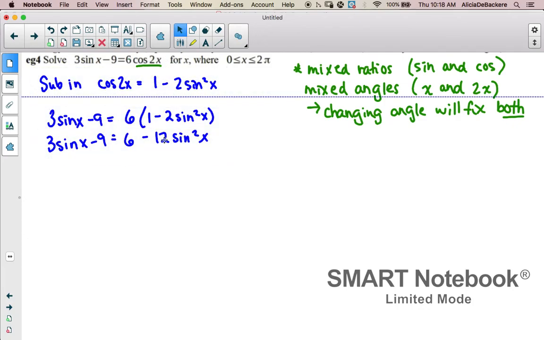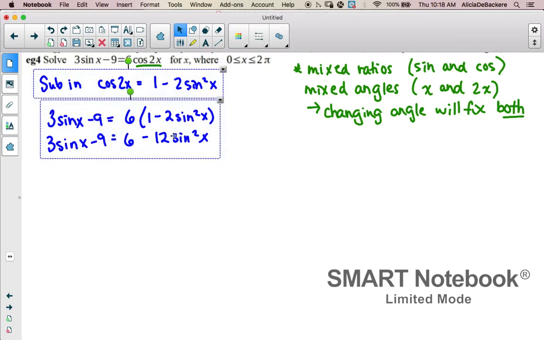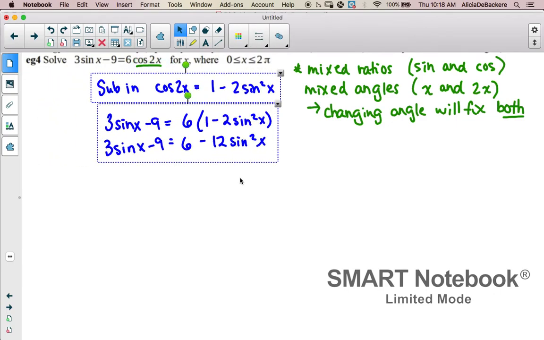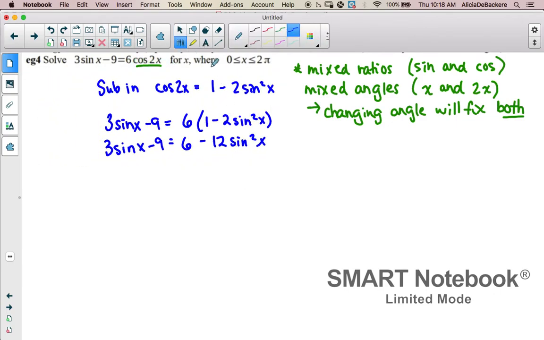Just going to slide that over. Hopefully you've got some room in your margin. I'm going to move over the 12 sine squared of x. And I'm going to move over the 6 and subtract it, so I end up with negative 15. And now I'm going to try and factor this. Now I notice that all of my coefficients are multiples of 3, so I'm going to take that common factor of 3 out.